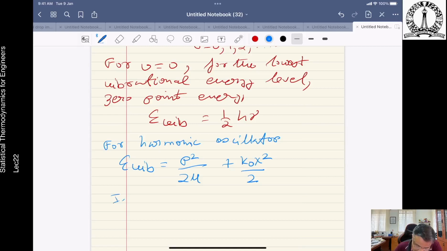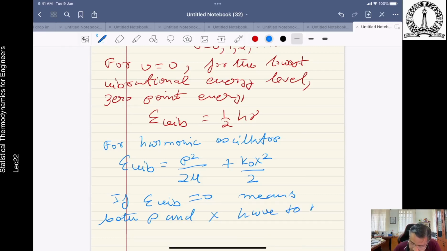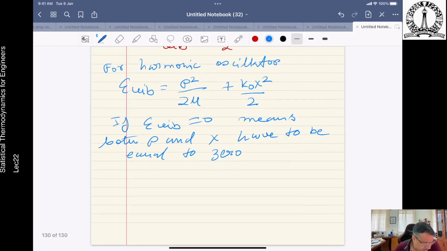Now, if E vibrational was equal to 0, say for example, it means both E and X have to be equal to 0. If that was true, then this would invalidate the Heisenberg uncertainty principle.